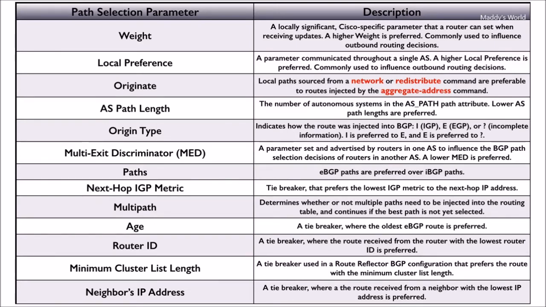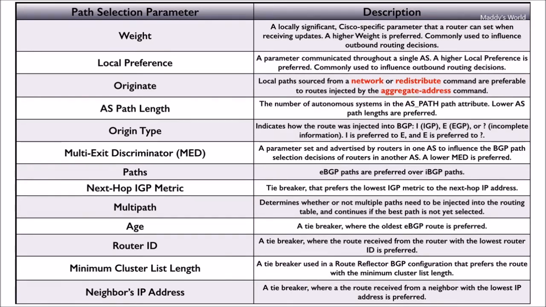The next parameter isn't something that we really consider at the CCNP level. It deals with a route reflector BGP configuration, and if we do have that kind of configuration, we're going to prefer the route that has the minimum cluster list length. This isn't something we need to be concerned with for the ROUTE course, but I wanted you to be exposed to this comprehensive listing. And finally, the final tiebreaker is, which of my neighbors has the lowest IP address? That's going to be my preferred path.